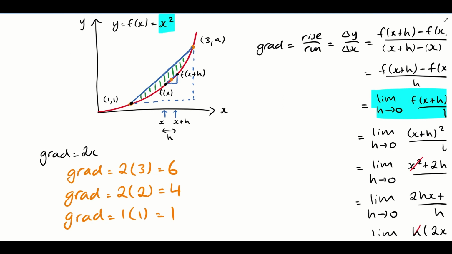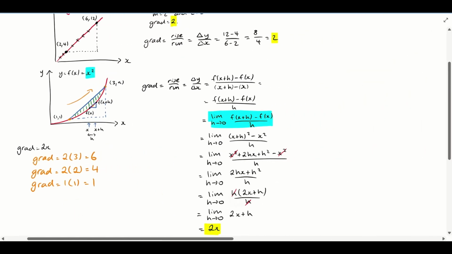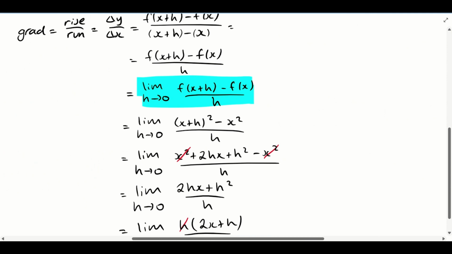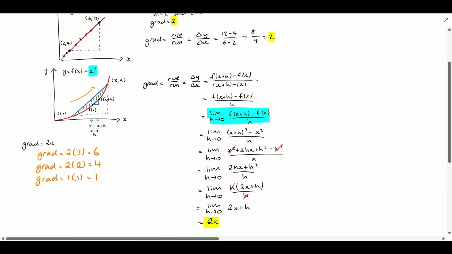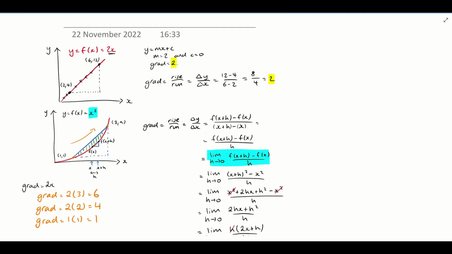And this makes sense, right? So it's saying the further we move up this quadratic curve, the steeper the gradient is getting. When x is 3, the gradient is 6, and that's much bigger than when x is 1 and the gradient is only 1. And that makes sense looking at it, right? So that's how we can use this magic formula that we highlighted in blue over here to find the gradient of functions that aren't linear.